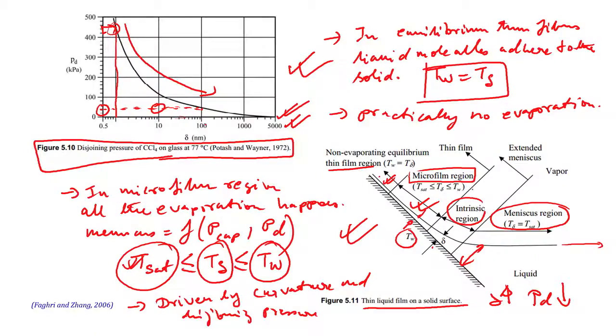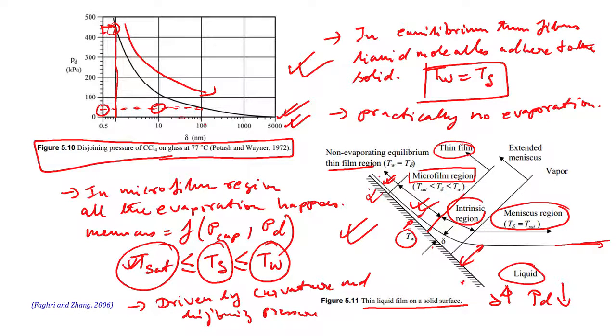If you recall this part of the presentation, there was a liquid which wetted a wall over here, this is the wall. After this the liquid continues. It completely wets the surface, like an extended meniscus. Up to this region, and from this region onwards, it is called the thin film region.